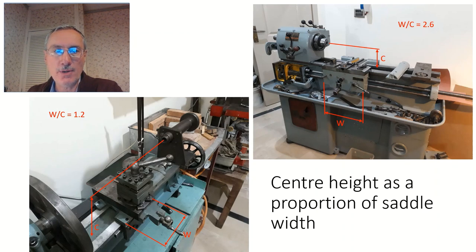Now, the fact that W over C is 1.2 and that is quite a low number. It's interesting to note that I found that I had to add extensions under the saddle to both forward and rear, and towards the headstock and the tailstock. And you can just see those underneath the shears. And these were blocks which I added to effectively increase the width of the saddle. So that's an indication to me that this ratio of 1.2 on my homemade lathe was not really adequate.